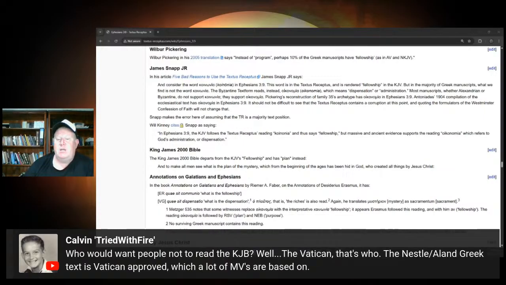And so Calvin Tried with Fire says, who would want people not to read the King James Bible? Well, the Vatican, that's who. The Nestle-Aland Greek text is Vatican approved, which a lot of modern versions are based on.